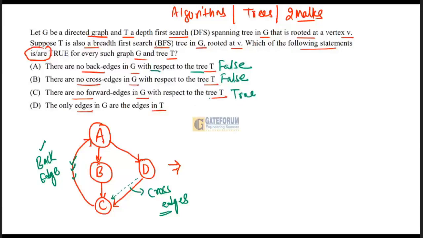And option D, the only edges in G are the edges in T. But it is not so, because the tree will not have exactly all the edges. If I go with the tree, then my tree will go directly from A to B and B to C, and I can cover D like that. So there are no cross edges and no back edges in the tree. Thus option D is also false.